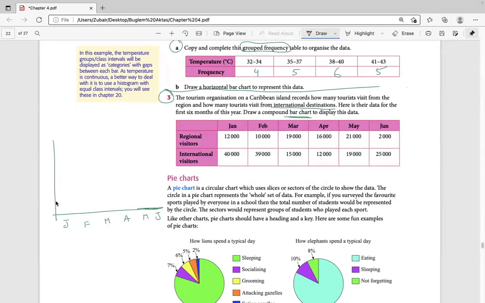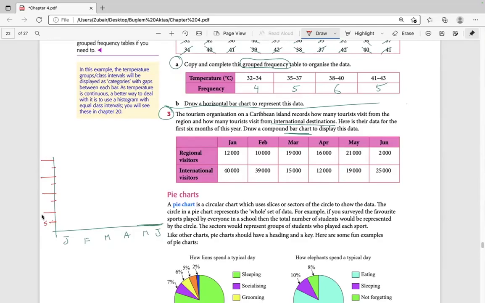So we can label our axis. Let it be like 5, 10, 15, 20, 25, 30, 35, and 40. 5,000, 10,000, 20, 30, and 40,000. Now I'm going with the regional visitors first. There are 12,000 regional visitors in January. So this is 10, that is 15. And somewhere here in January, these are the regional visitors.